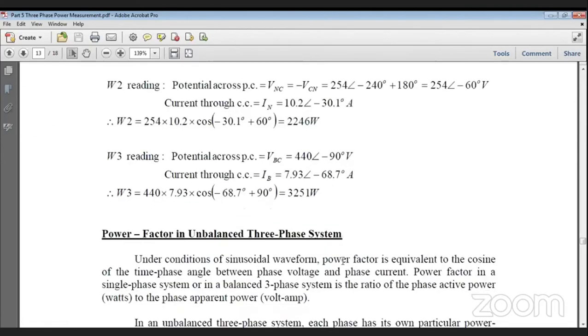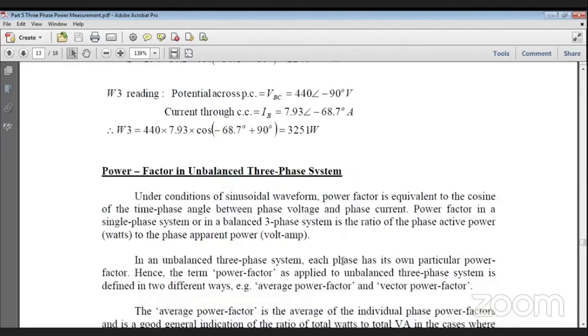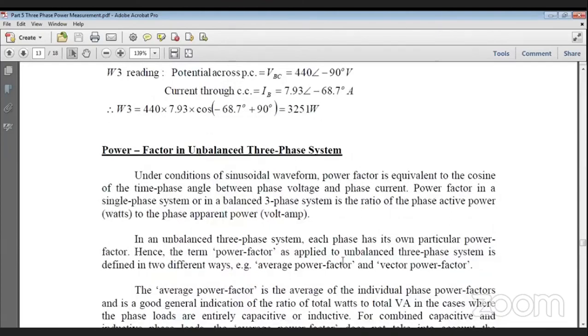Now, if somebody asks you, this is a very interesting question, and many people give a very confusing answer. In a balanced three phase, what is the power factor? If somebody asks, the answer is very simple, because balanced three phase means all the three phases have the same power factor. So that power factor is the balanced three phase power factor. If it is unbalanced, then three phases have different power factors.